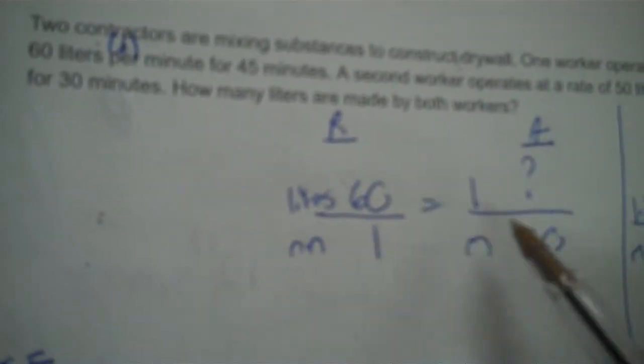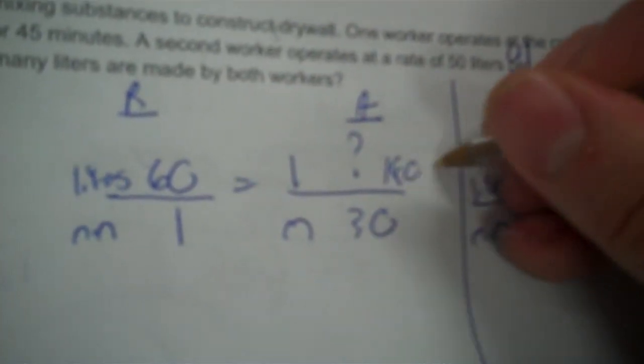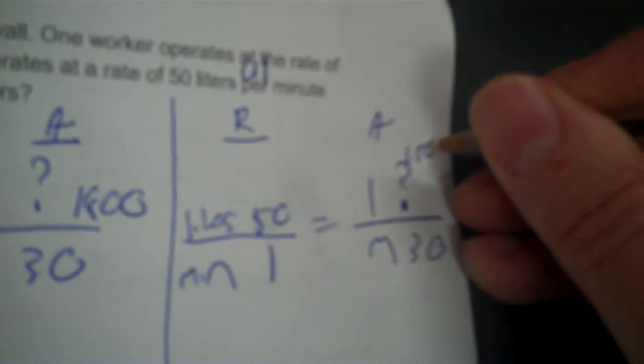So really it's just 60 times 30, which is 1,800. And this guy's 50 times 30, it was just 1,500. Then add the 2 answers and you get 3,300.